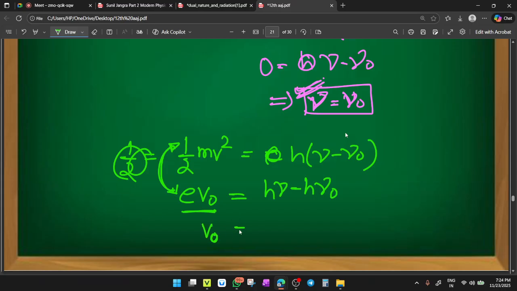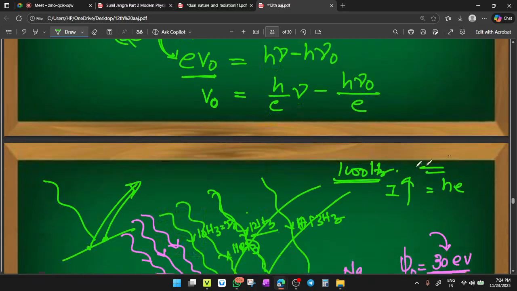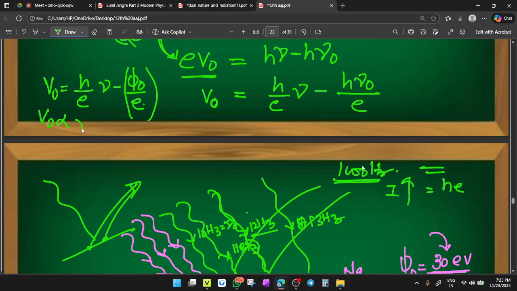So V naught, the stopping potential, equals h upon e nu minus h nu naught upon e, that is phi naught upon e. So you can also write this as V naught equals h upon e nu minus phi naught by e. Check here. Phi naught, the work function, is constant. Electronic charge is constant. Only the variable V naught is directly proportional to the incident frequency.